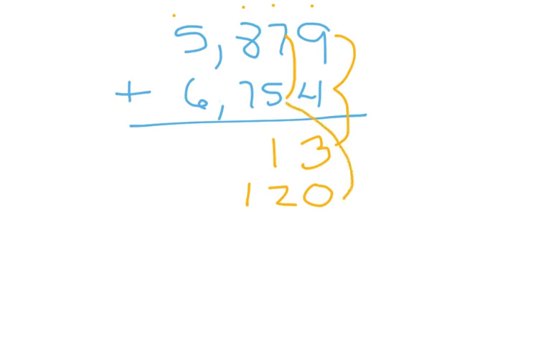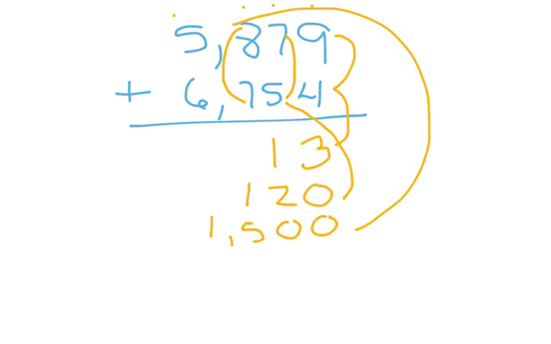Now I'm going to do my 800 plus 700. So 800 plus 700 is going to give me 1,500. See how I did that? 800 plus 700 is 1,500. And I'm going to write that total right there. And now finally, I'm looking at not just a 5 and a 6, but a 5,000 plus 6,000. Friends, that's going to give me 11,000. All right, now what am I going to do?